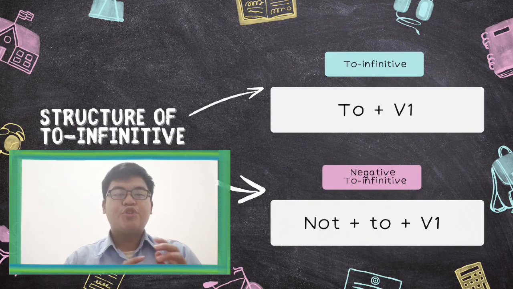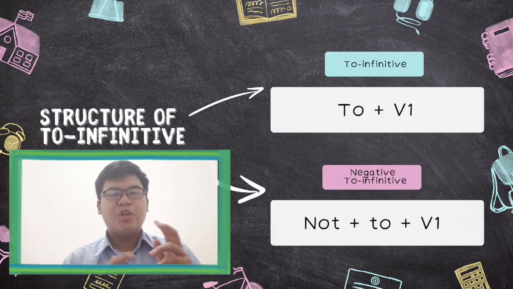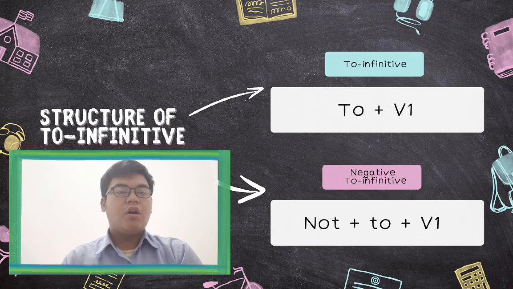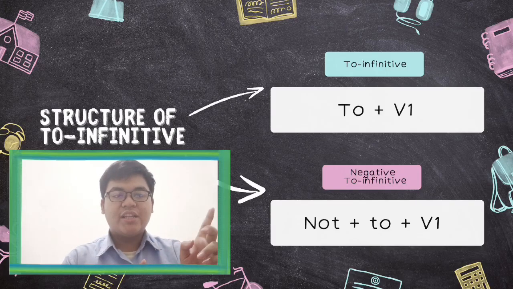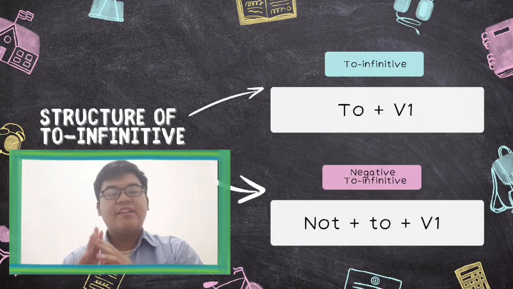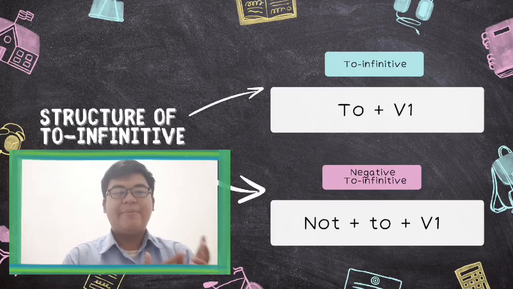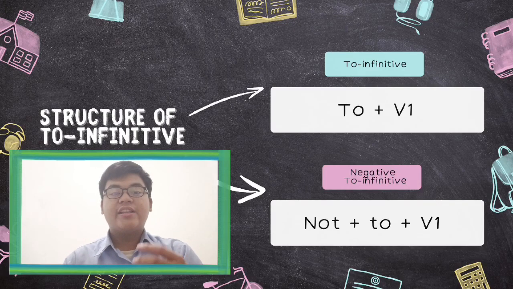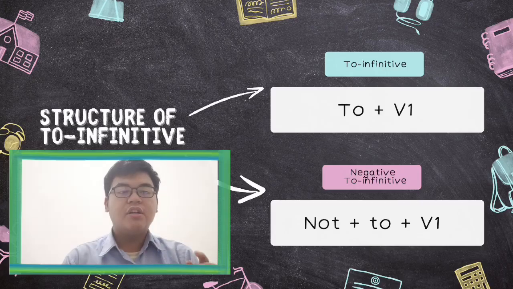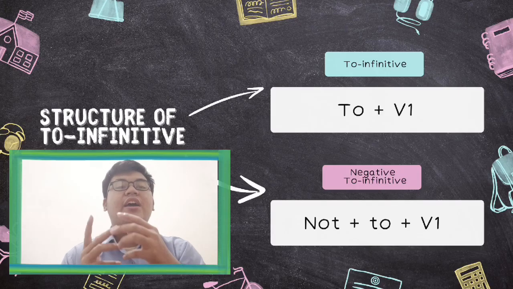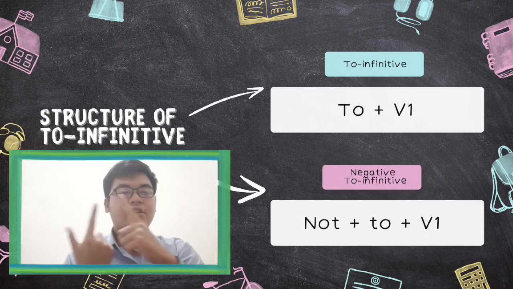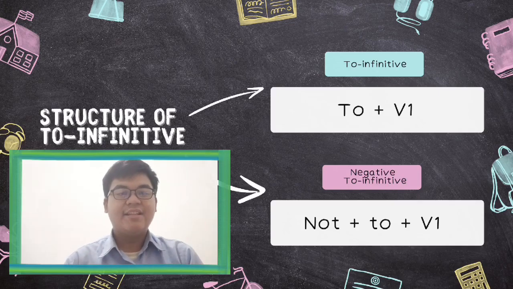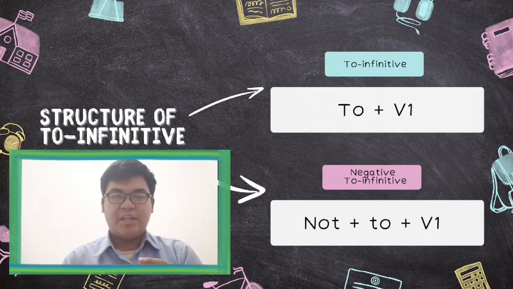Following the structure of to-infinitive, the format is actually simple. The to-infinitive only uses to plus verb 1, to plus verb 1. Then we have a negative variant of to-infinitive. It's called negative to-infinitive, where the structure or format of the negative to-infinitive is to add not in the front. So it becomes not to verb 1, not to verb 1. That is for negative to-infinitive.